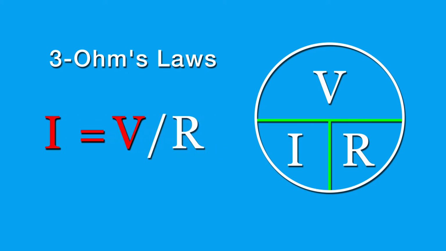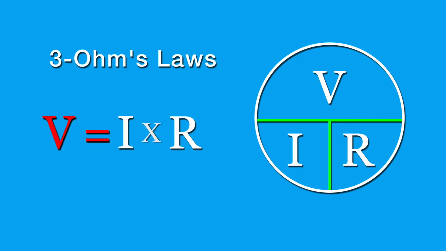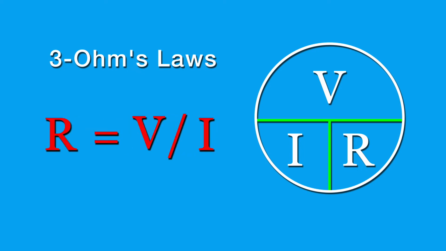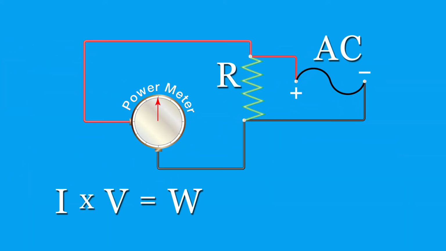I equals V divided by R. V equals I times R. R equals V divided by I. As indicated in this circuit diagram, when a load is connected to an AC circuit, the electrical power to a connected load defined as resistance, R, can be calculated by the amps or current, I, being multiplied by the voltage, V, with the result expressed in watts, W.